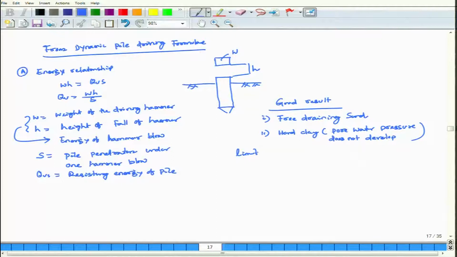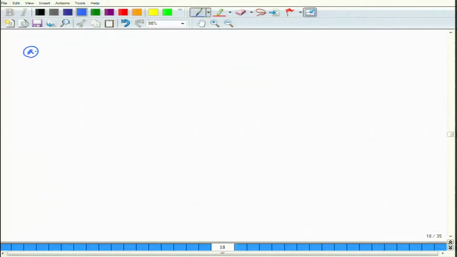Limitations: this formula, ultimate bearing capacity by driving, by putting a hammer, cannot be used for submerged conditions and uniform fine sands. So there are different formulas given by different people regarding this hammer. First one is by means of energy relationship. First one is given by Hiley, H-I-L-E-Y, Hiley formula.